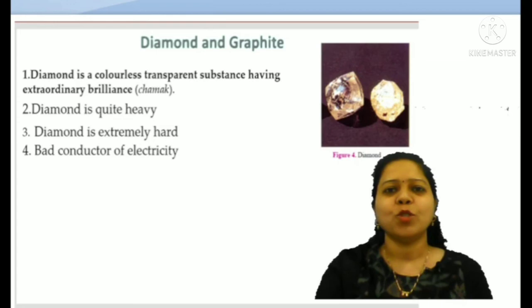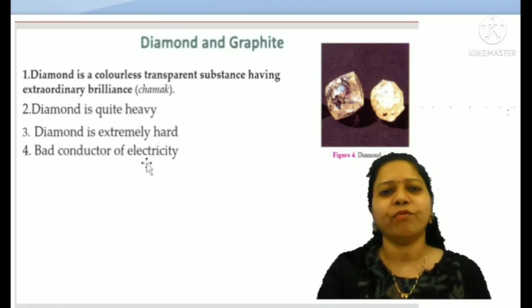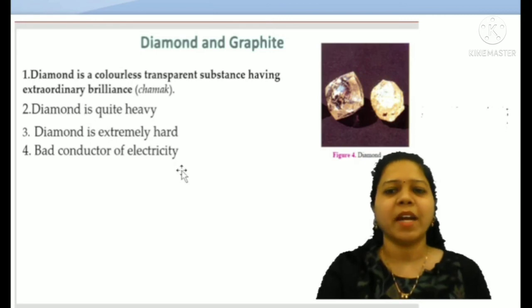Now we'll see the properties of diamond. Diamond is a colorless, transparent substance having extraordinary brilliance. For that we are saying the luster. Diamond is quite heavy. Diamond is extremely hard and a bad conductor of electricity. Why it is a bad conductor of electricity, we'll see next.